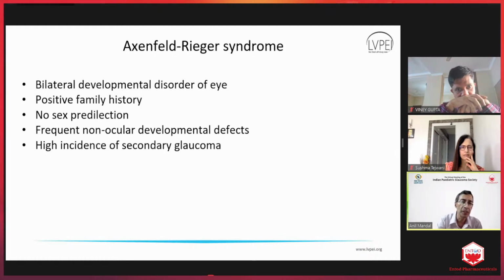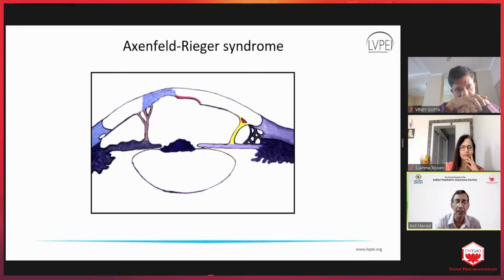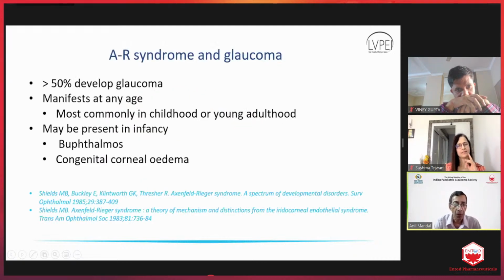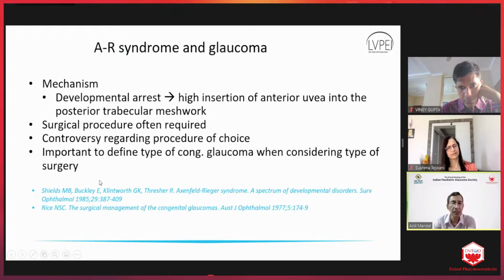It's usually a bilateral disease, and there is no sex predilection. This is the artist's diagram showing the abnormalities in an eye with Axenfeld-Rieger anomaly. Almost 50% of the patients will have glaucoma. It may present at birth or any time after birth. When the patient presents at birth, probably the mechanism is the same as that we see in primary congenital glaucoma, high insertion of the anterior uvea in the posterior meshwork.